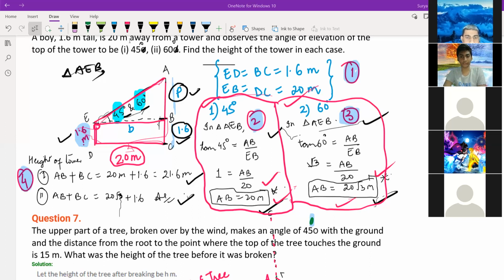See, the diagram is very important. Total height of the tree you should find, right? What was the height of the tree before it was broken? Praharshan, you have to find the height of the tree which is broken and which is already there in the tree. Already there, then we have to just add the 15.